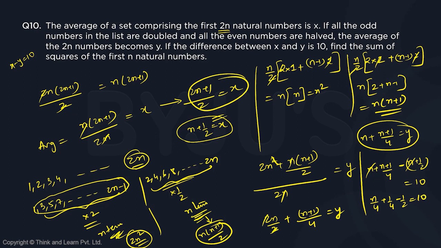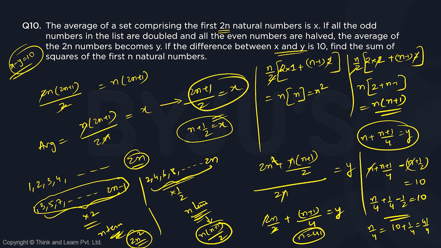Now you might be wondering, why did I write it as x minus y here and here I wrote it as y minus x? Simply because they said difference between x and y. They did not exactly say whether it is x minus y or y minus x. So you will have to take the difference based on which you observe to be the larger number. Based on observation, you will see that y is larger than x. So while I wrote it as x minus y here, I simply changed it because y is larger than x. So you will get n by 4 is equal to 10 plus 1 by 4, which is 41 by 4, or n is 41.